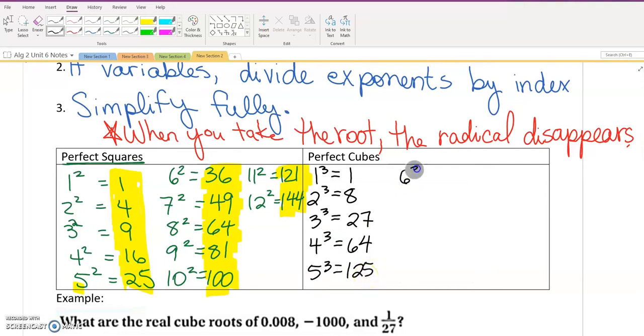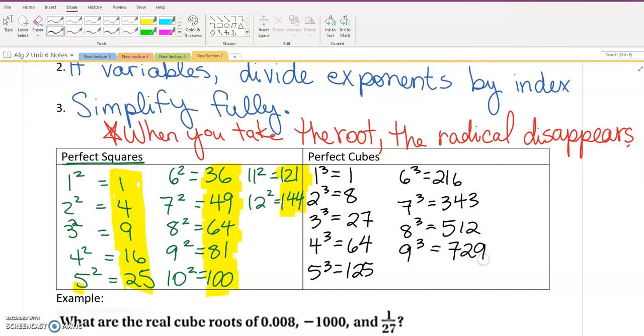6 cubed is 216. 7 cubed is 343. 8 cubed is 512. 9 cubed is 729. And 10 cubed is 1,000. So our 11 cubed is 1331. And our 12 cubed is 1728.